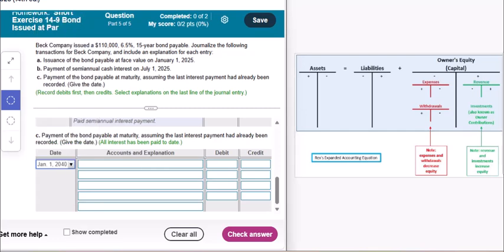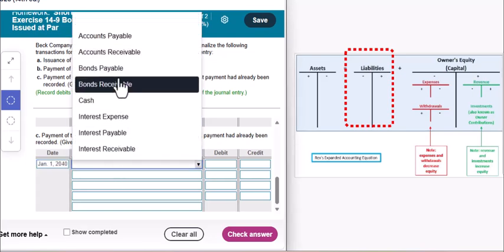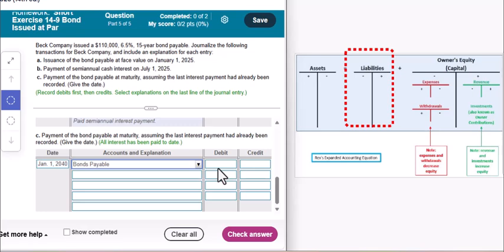So 15 years later, we have to get rid of this liability, so we have to pay our bondholders the $110,000. So what happens to this bonds payable when we pay off this debt? It's going to go away. And how do we make a liability go away? We have to lower it, which means we're going to debit bonds payable. So let's go ahead and get that here for $110,000.